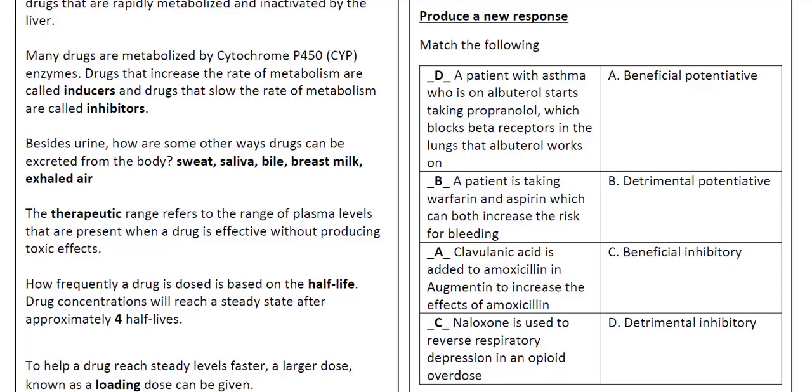An example of an interaction that produces a new response is when metronidazole, an antibiotic, is taken with disulfiram. Disulfiram, or Antabuse, is used to treat alcohol abuse. When a patient drinks alcohol while taking disulfiram, they become violently sick. A patient who is taking metronidazole and drinks alcohol would have that same disulfiram-like effect. While those two medications typically would not produce that response on their own, when alcohol is taken with metronidazole, they will become violently ill.